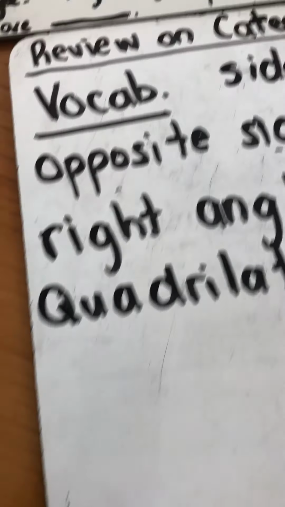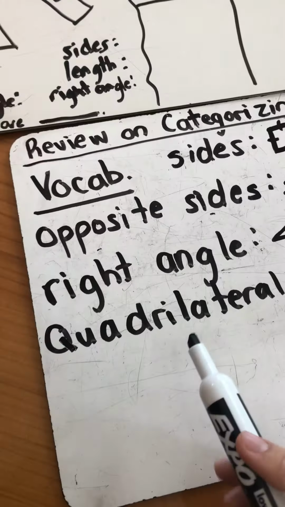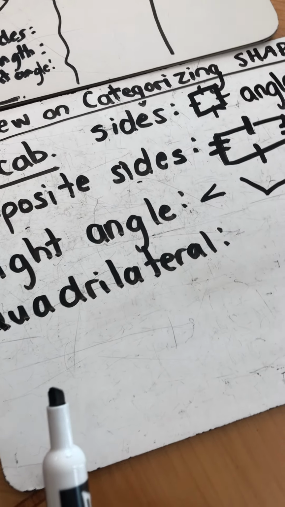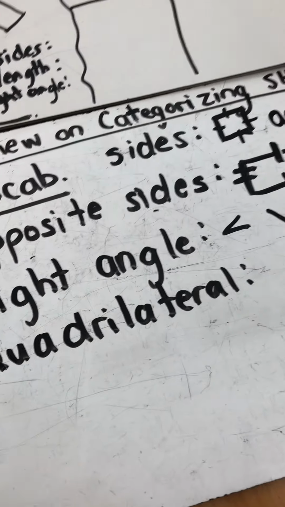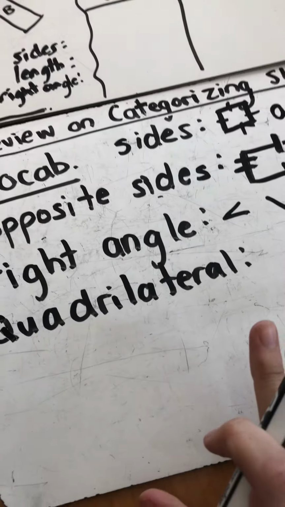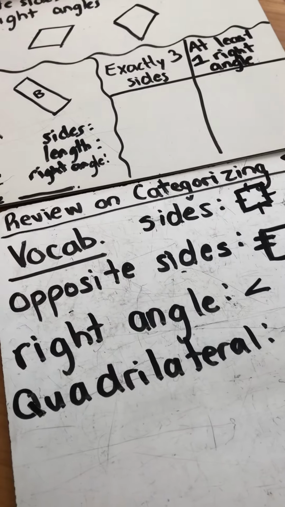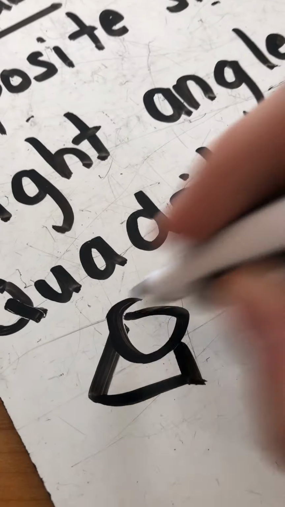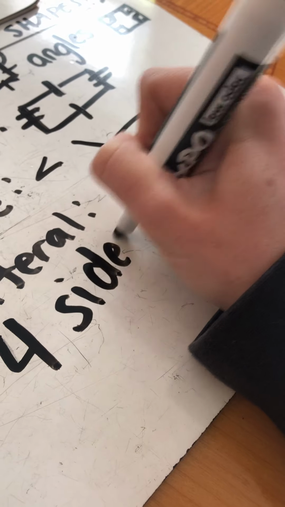4 right angles. Now we get into this big word, quadrilateral. Can you guys try to say that? Quadrilateral. A quadrilateral is a closed shape. That means it can't look like that. That's an open shape, because this is not closed. It's a closed shape with 4 sides.